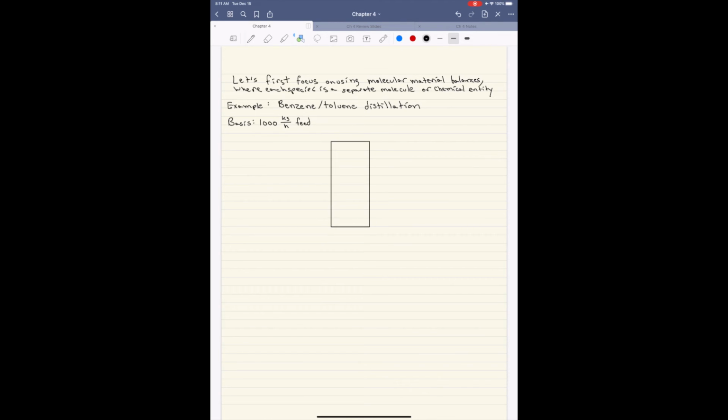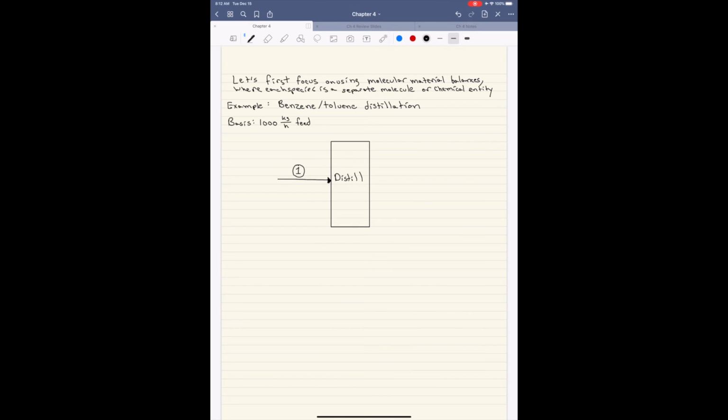Here's a diagram of my distillation column. It's just going to be a rectangle, distillation. I said we have a basis of 1,000 kilograms per hour of feed going into the column, so I'm going to draw my feed stream. I'm going to call this feed stream stream 1. Anytime I draw a stream, I'm going to put the ID for this stream right above the arrow and then circle that ID. So here, stream 1 corresponds to our feed stream.